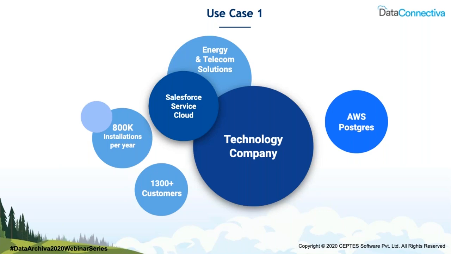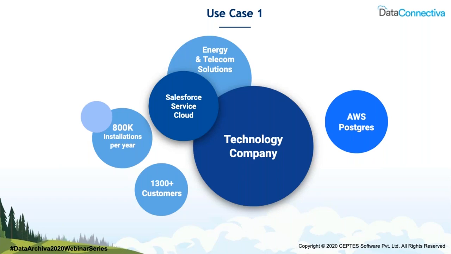So let's talk about a use case now. We're going to talk about a technology company who has adopted this. They're into telecom solutions and energy solutions. Basically, they set up internet, and they do solar system setup. This particular customer does more than 800,000 installations per year, and they cater to around 1,300 plus customers.